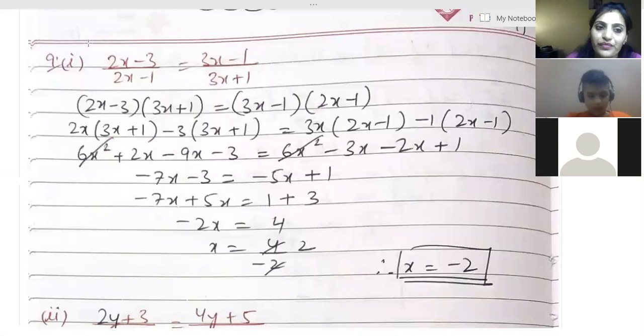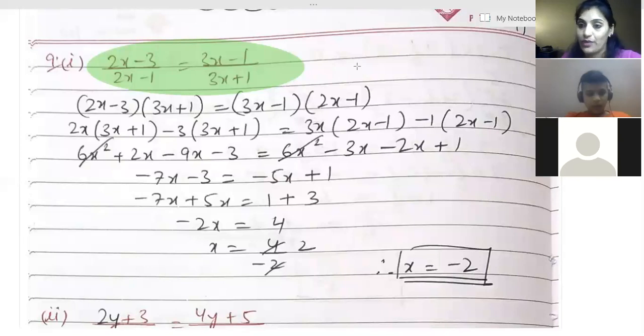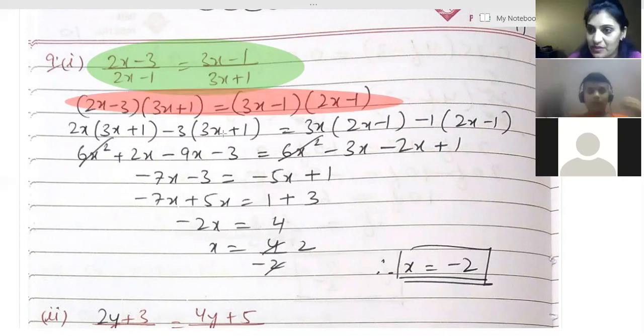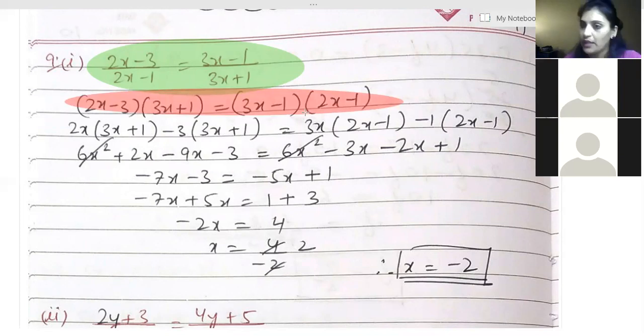Now, 2x minus 3 upon 2x minus 1 is equal to 3x minus 1 upon 3x plus 1. In this question, just keep in mind that keeping the signs in your mind is really important. As you have seen, we will be focusing on the crisscross. So it will be 2x minus 3 into 3x plus 1 is equal to 3x minus 1 into 2x minus 1. So this 2x will be multiplied with 3x plus 1 and minus 3 will be multiplied with 3x plus 1. Similarly on the other side also.